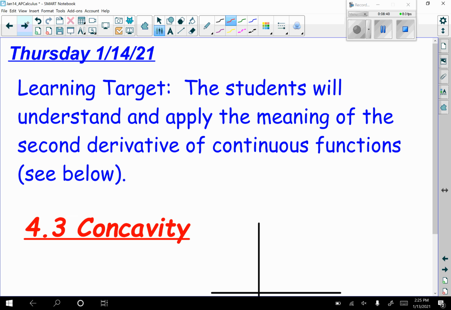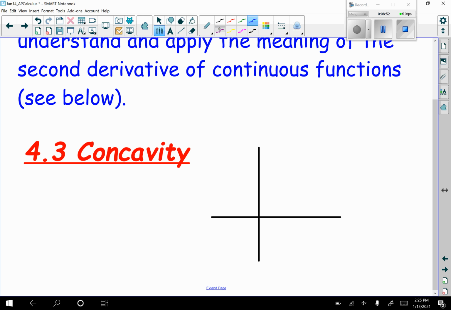All right, so we are going to take a look at concavity here. We'll understand and apply the meaning of the second derivative of a continuous function. So let's first just make a little sketch of a graph. Make it look like this. We'll just call this y is equal to f of x. And just kind of pointing out some special key points here. So right about here, we would have a relative min. Up here, we would have a relative max.